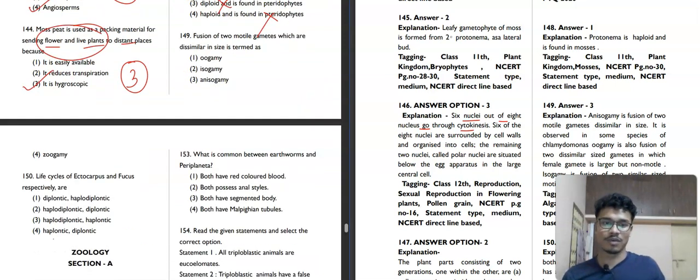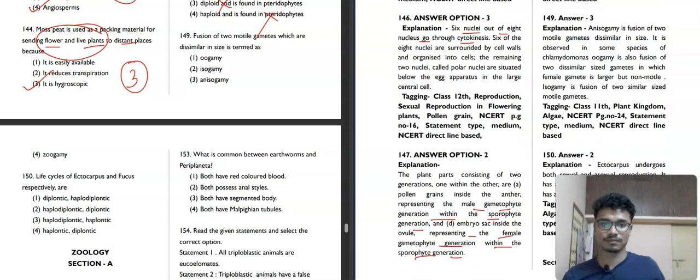Now question number 149. What is it saying? Fusion of 2 motile gametes which are dissimilar in size is called oogamy? No. Isogamy, no, isogamy means the gametes should be of similar size. Anisogamy, as the name suggests, means there is dissimilar size. The third option is our correct answer, not zoogamy. I don't know what zoogamy is.